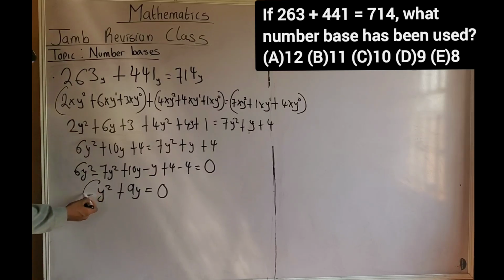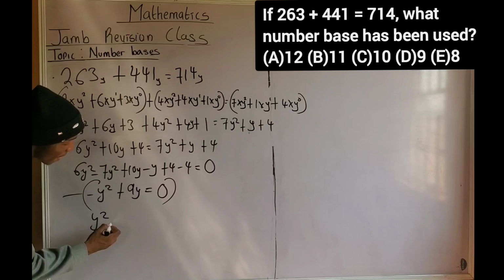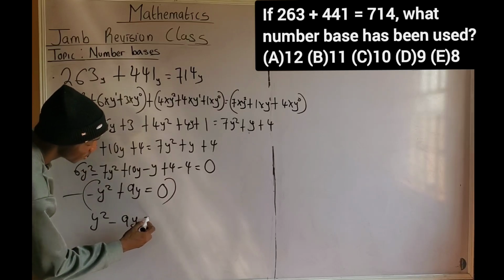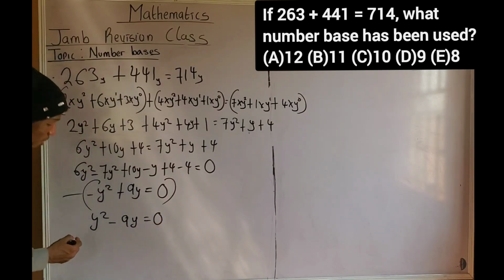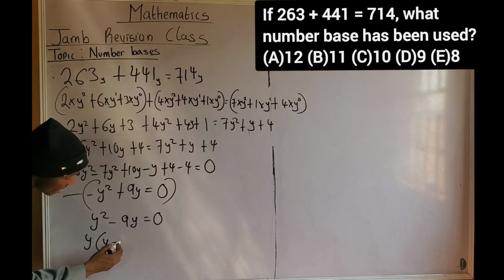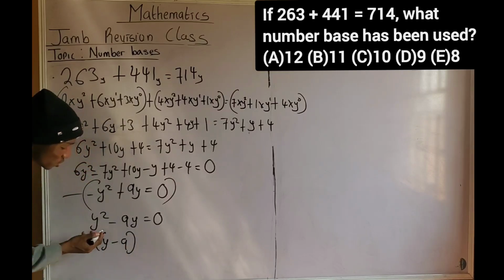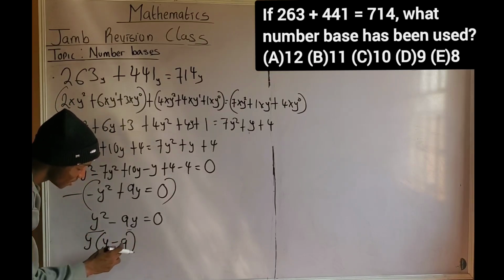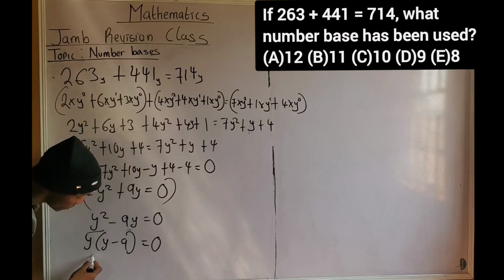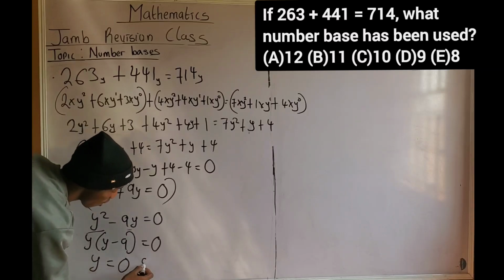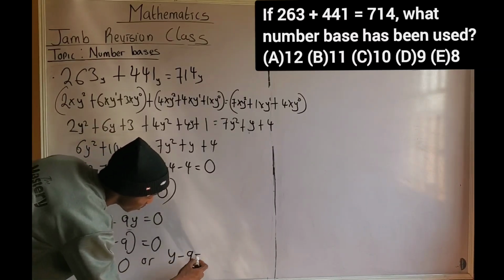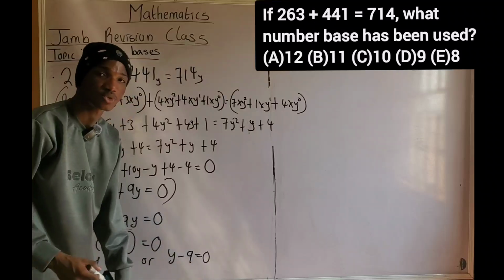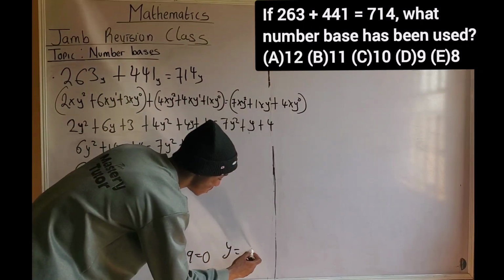Now, to make this factorizable easily, I'm going to multiply this quadratic equation by a negative sign. So I'm going to have y squared minus 9y equals 0. Now factorize. I'm going to have y times (y minus 9), because y is common to both terms. So y equals 0, or y minus 9 equals 0. And if y minus 9 equals 0, y will be equal to 9.